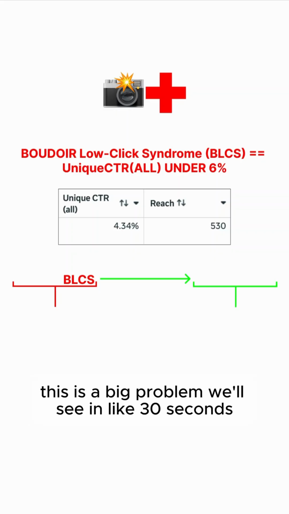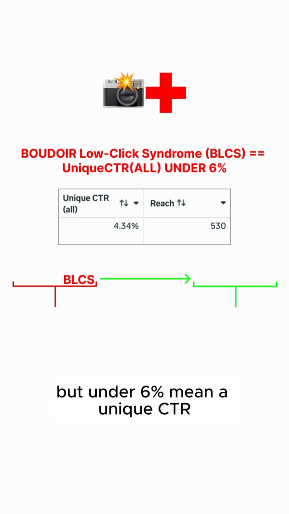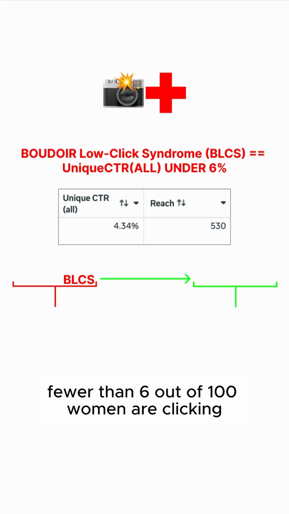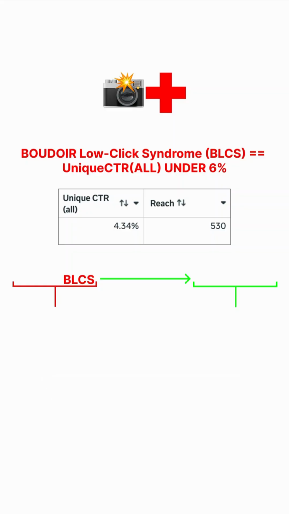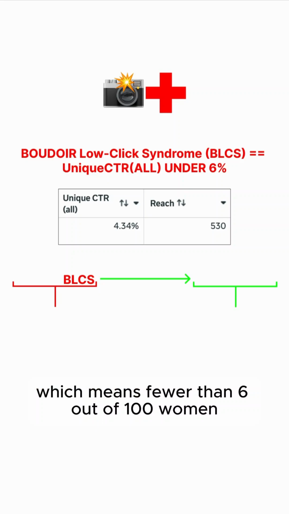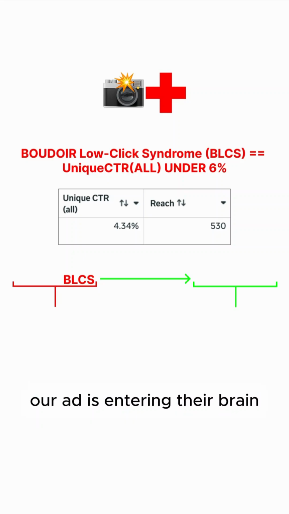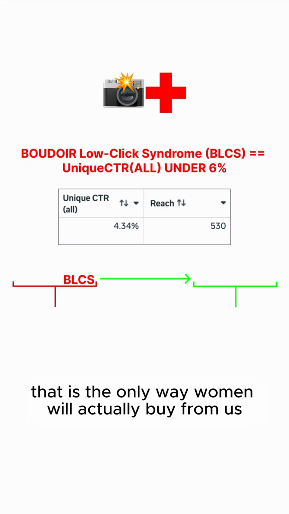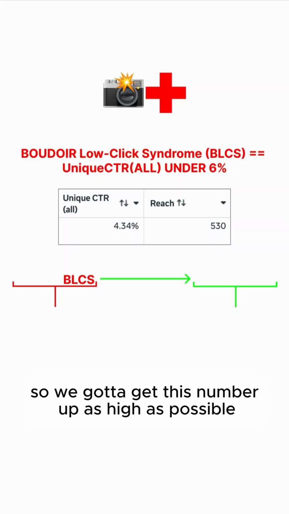This is a big problem, and we'll see why in like 30 seconds. Under 6% unique CTR all means fewer than 6 out of 100 women are clicking anywhere on our ad, which means our ad is entering the brain of fewer than 6 out of 100 women. And we care about that because if we can get our ad into their brain, that is the only way women will actually buy from us. So we got to get this number up as high as possible.